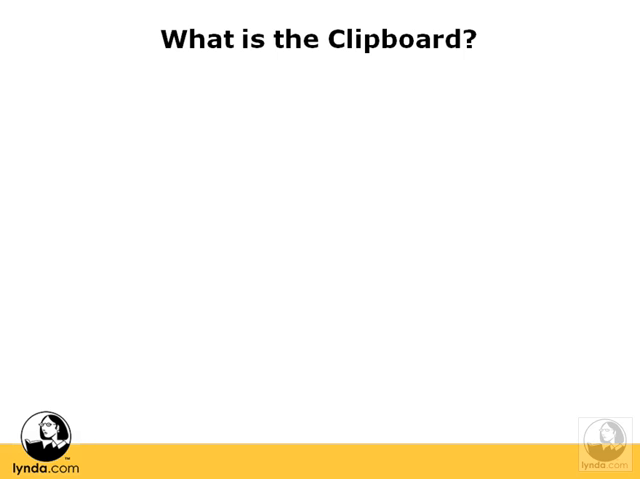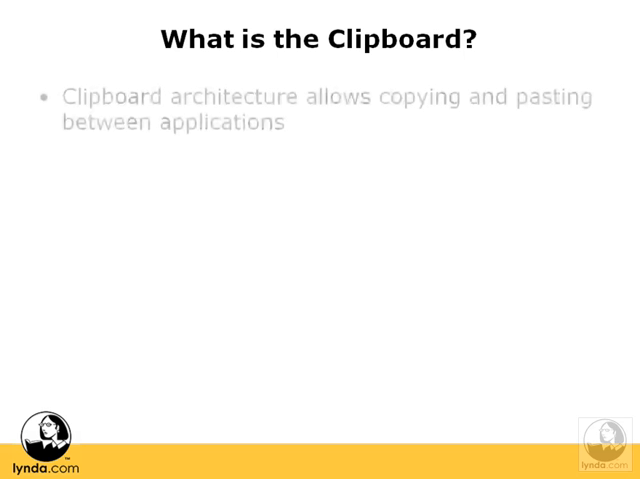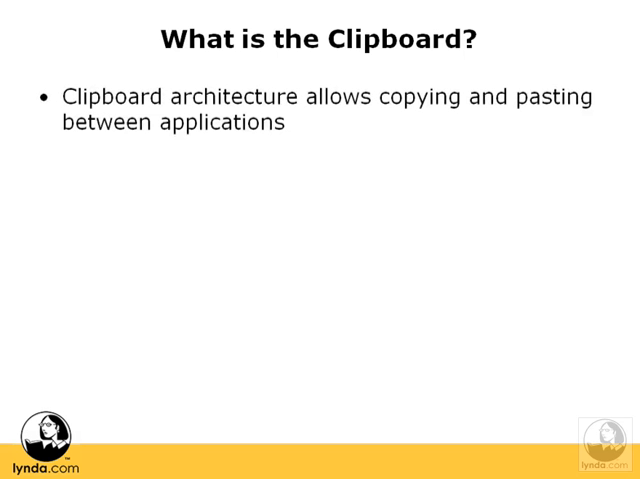In this chapter, I'm going to describe the use of the clipboard to move data back and forth between applications in AIR. The clipboard is an architecture that allows copying and pasting between different applications. For example, if you're using the Microsoft Office suite and you want to move data between, say, Excel and Microsoft Word, you would copy content from Excel and then paste it into Word.